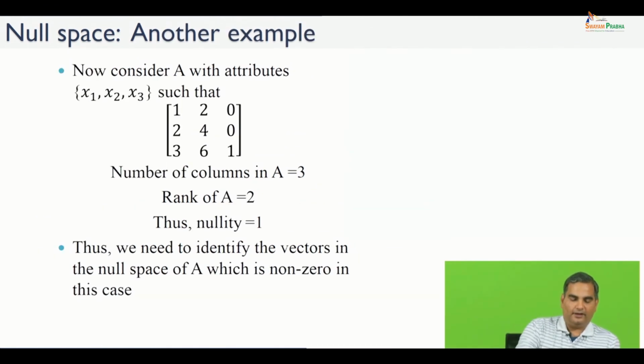Now let us take the other example that we talked about, where I mentioned that we have deliberately made the second column twice the first column. So in this case, as we saw before, the rank of the matrix will be 2 because there are only 2 linearly independent columns, and since the number of variables is equal to 3, nullity will be 3 minus 2 equal to 1. So when we look at the null space vector, you will have one vector which will identify the relationship between these 3 variables.